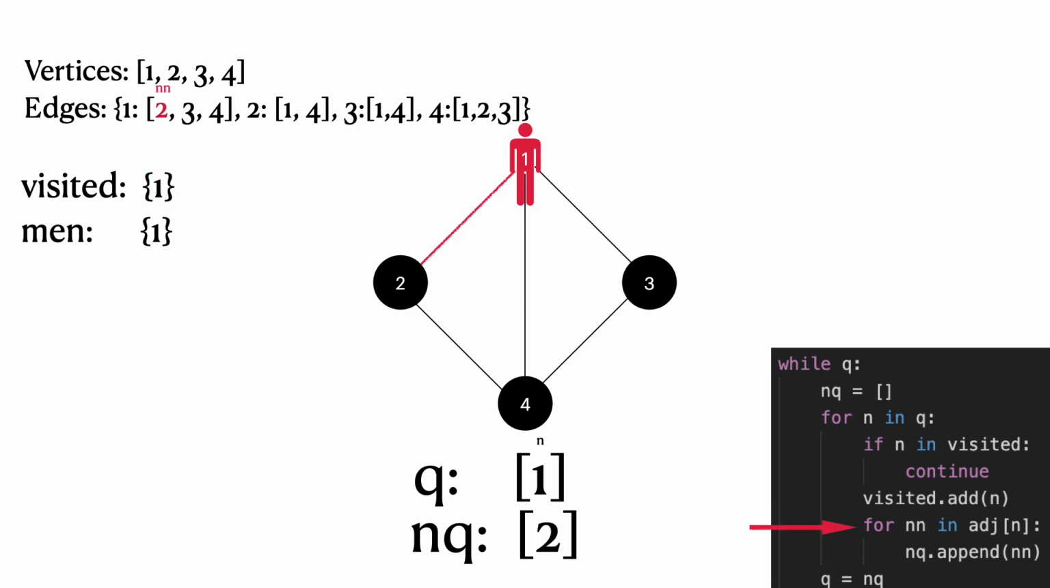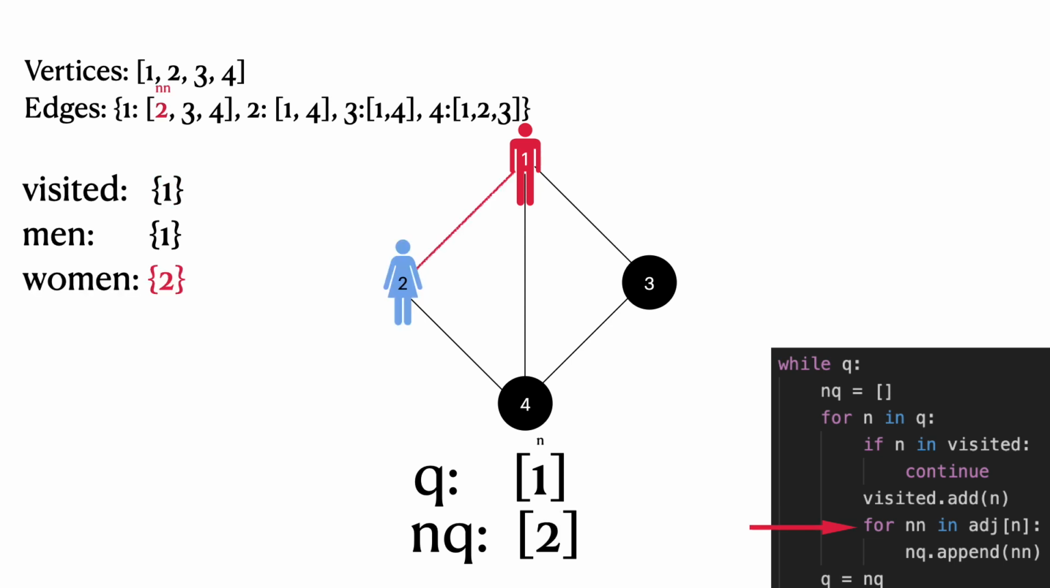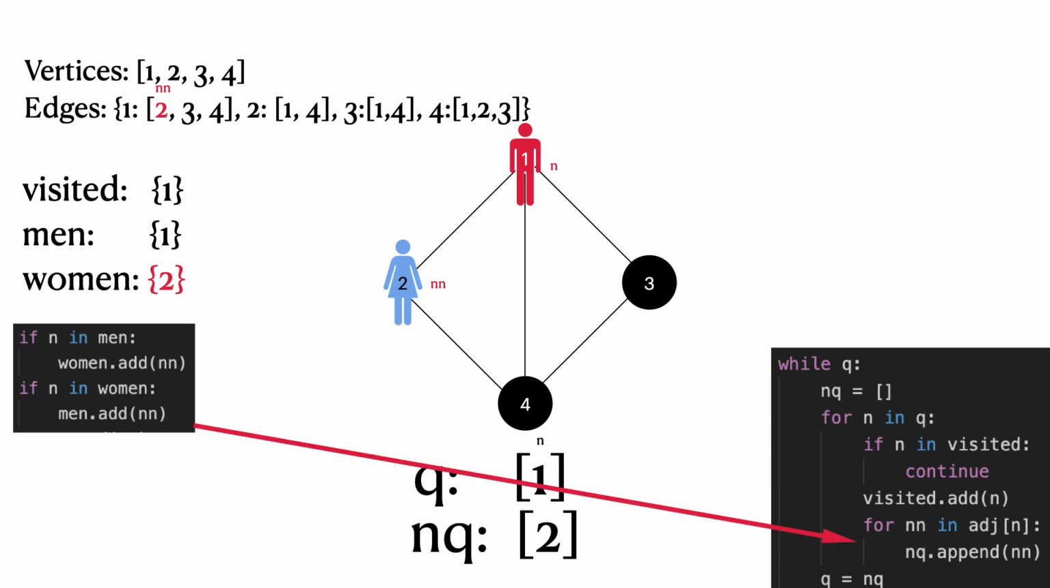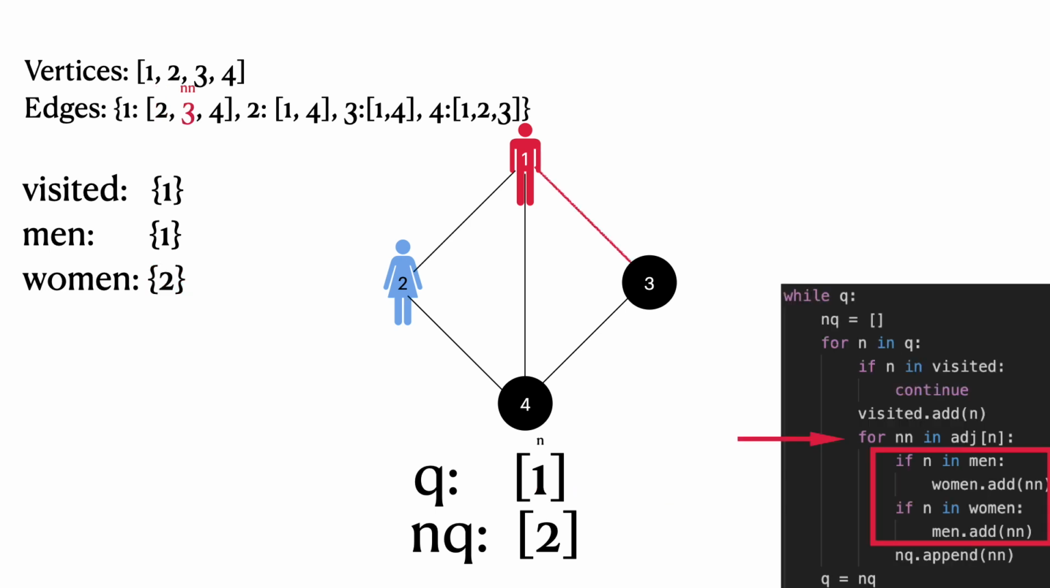Now check the adjacent nodes. As we already discussed, node 2 should become a woman now. Mark it as a woman with this code. If current node is a man, next node should be a woman. Combine with base code. Now let's start again.